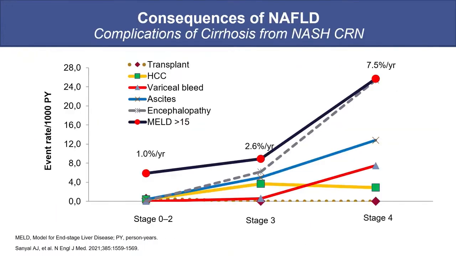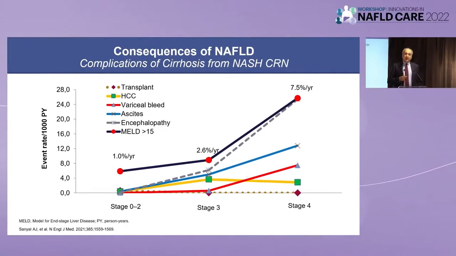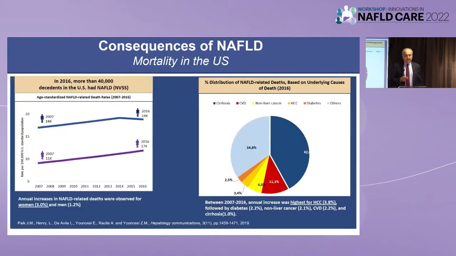This is the data from the NASH CRN that Arun Sanyal published in the New England Journal of Medicine, I think, just recently. As you can see, depending on the stage, you can get significant complications and an increase in complications over the 7.5 years or so, related to HCC, variceal bleeding, ascites, or especially an increase in the MELD score. The MELD score has increased substantially in these patients. Of course, these are patients with more advanced liver disease.